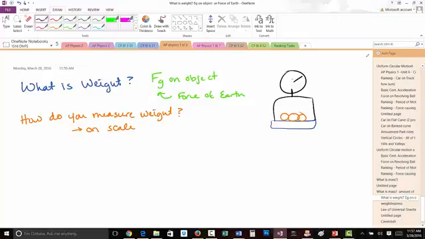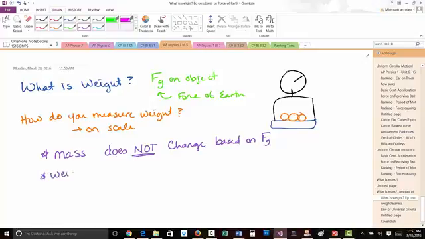So we're going to measure our weight using a scale. Let's write this down because this is important. You've known this for a long time, but it's not trivial, so we want to make sure we know. Mass does not change based on the force of gravity or the acceleration. But weight does. That scale is going to change values, whereas my triple beam balance will not.